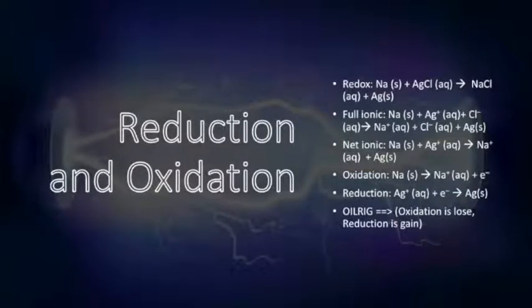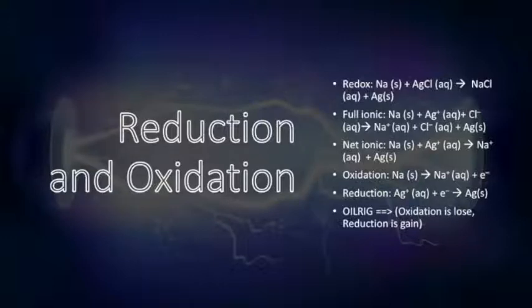Reduction and oxidization. In redox reactions, several equations can be derived, such as redox, full ionic, and net ionic equations. A redox reaction is the simple reaction equation of reactants produces products. However, from this reaction, you can derive the ionic interactions within the reaction. To demonstrate this, let us use an example. Aqueous silver chloride plus solid sodium produces aqueous sodium chloride plus silver solid. This is a redox reaction.